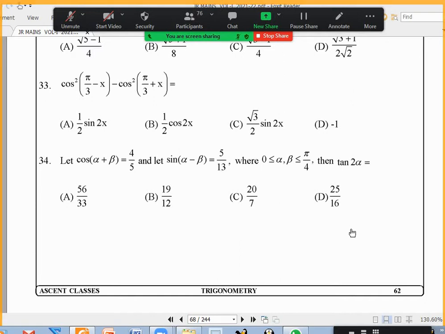This one is sin A minus B into sin A plus B. Sin A plus B into sin A minus B is cos square B minus cos square A.